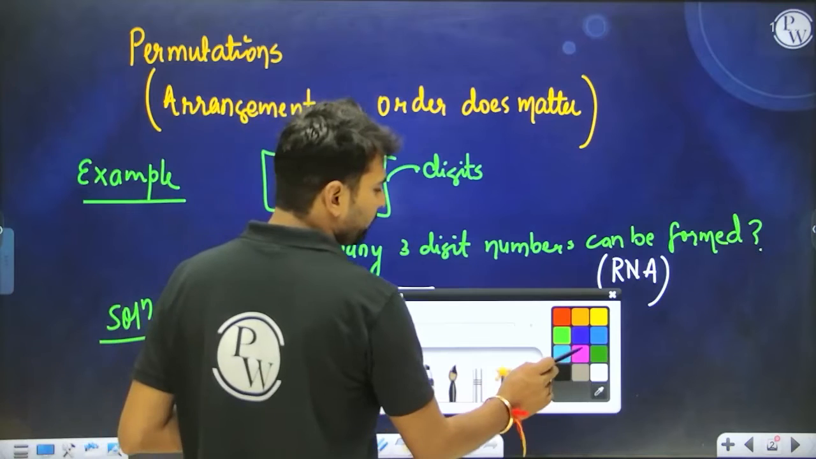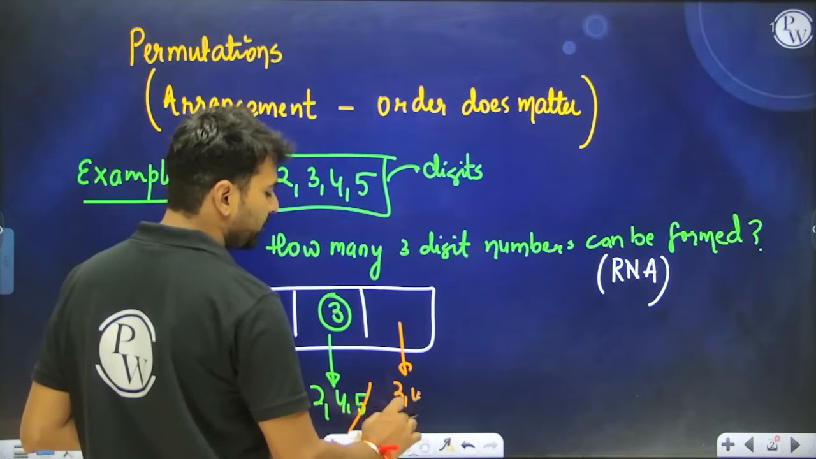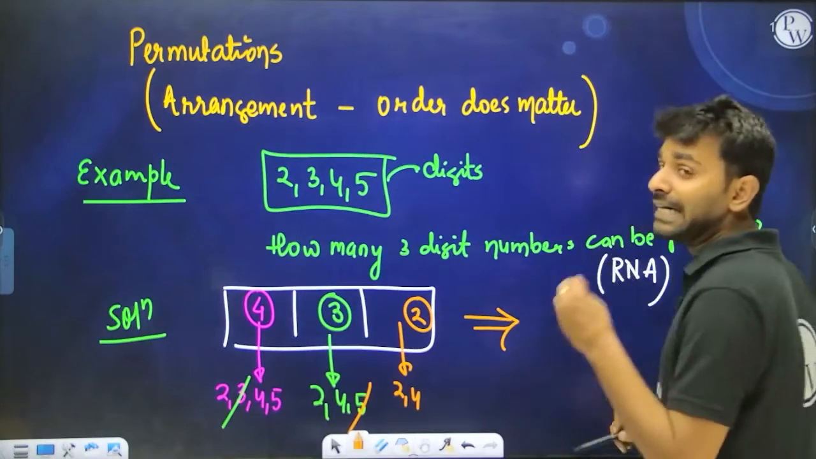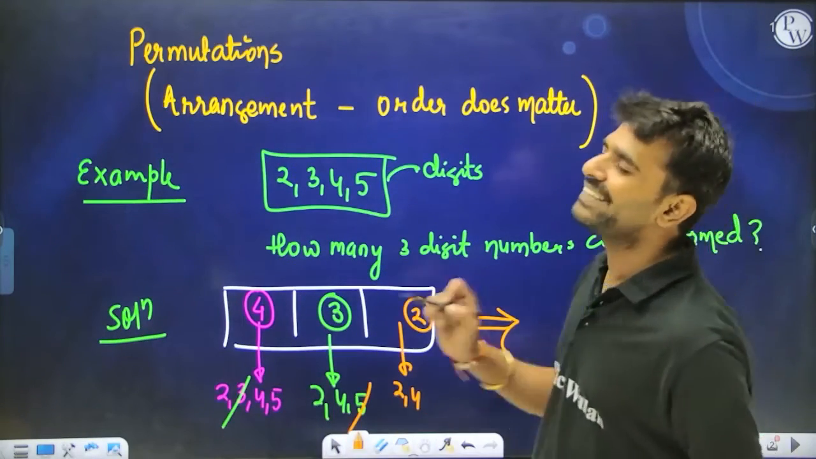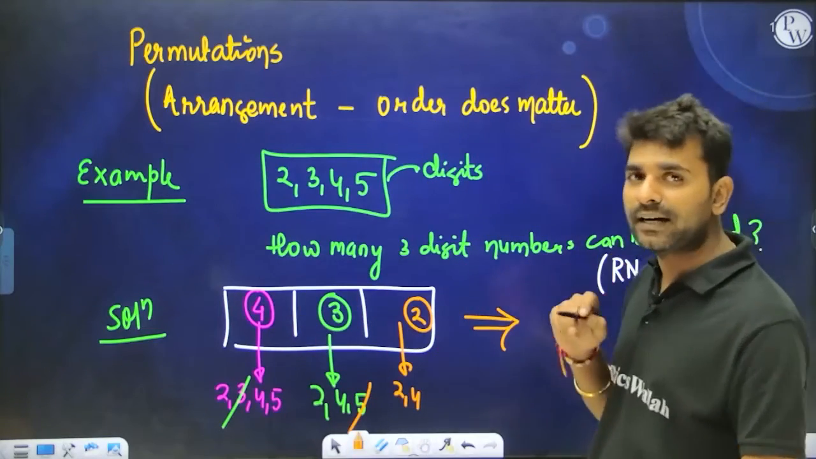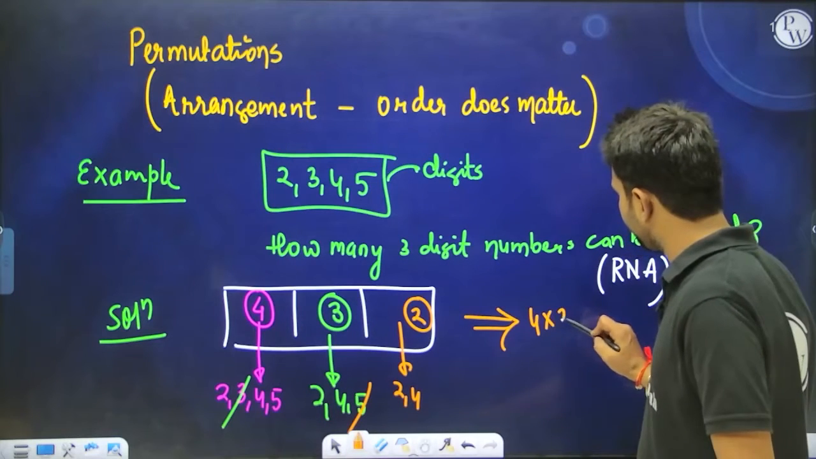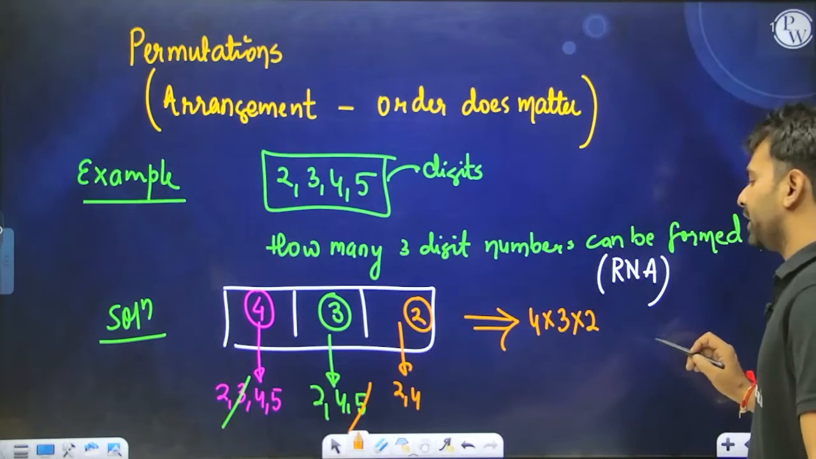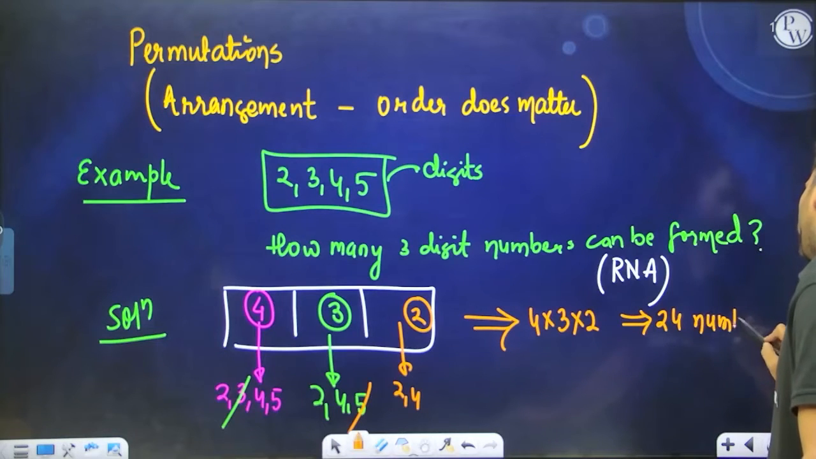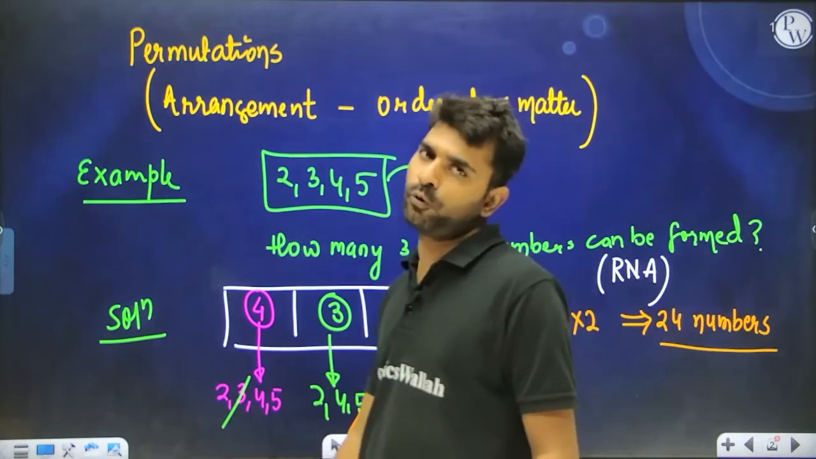Let's say I have filled 5 over here. Now this place can be filled by either 2 or 4. So this place can be filled in 2 ways. So how many numbers can be formed? Since we have to form a 3-digit number, each and every place is to be filled so that our 3-digit number will be formed. So here we multiply all these 3 things, and this many total 3-digit numbers will be formed. So 24 numbers will be formed if we are forming numbers by using these 4 digits.